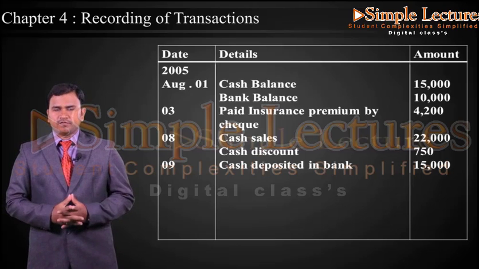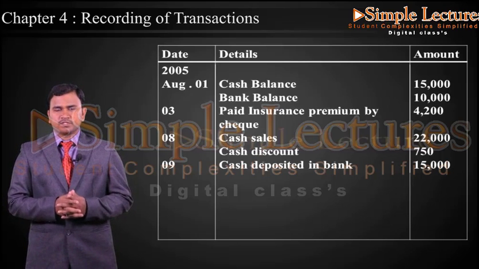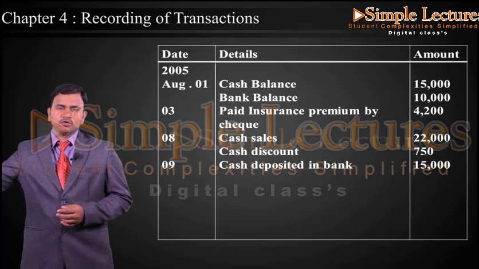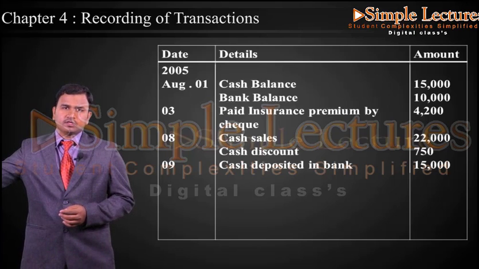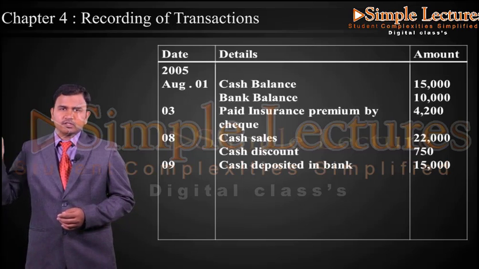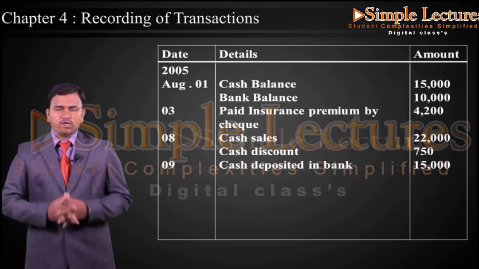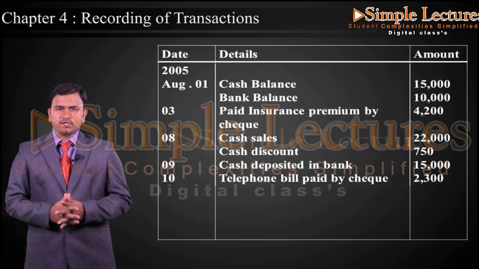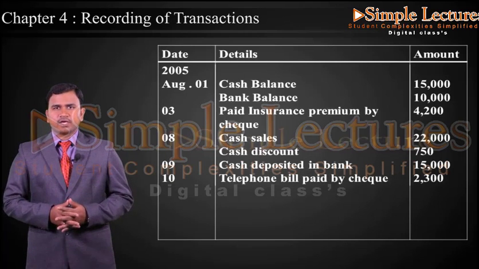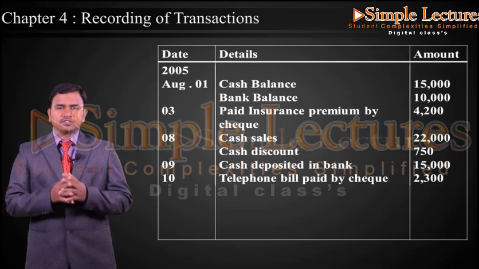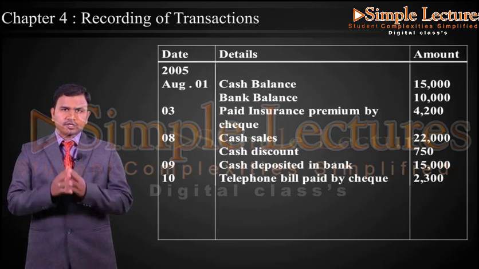Whenever we have a contra entry, we are going to specify the alphabet C, which denotes that it is a contra entry. For both the entries we have to show C: on the debit side for the entry on August 9, and again on the credit side entry on August 9. And the next transaction we have on August 10th is telephone bill paid by check 2,300. So again this is a payment which should be recorded on the credit side.